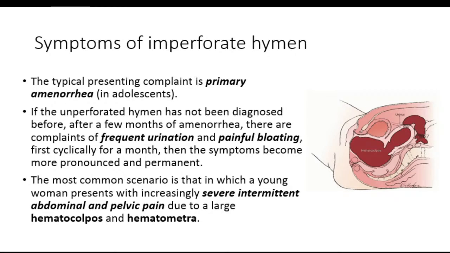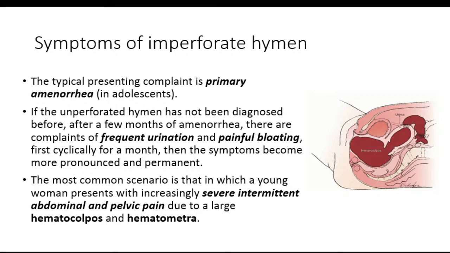But if this patient comes quite late to the department, to the doctor, this hematocolpos may also result in hematometra and hematosalpinx, because the patency of the tract usually leads to formation of such profound complications. So anyway, imperforate hymen usually presents as primary amenorrhea in adolescence.